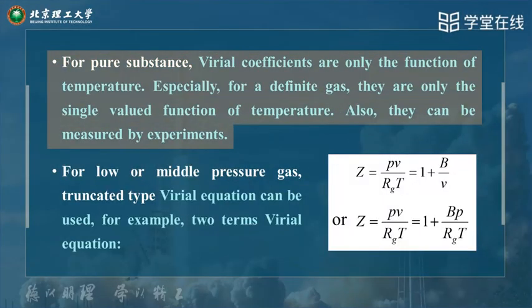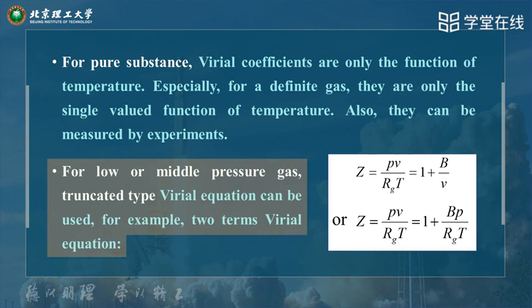For a pure substance, Virial coefficients are only a function of temperature. For a definite gas, they are only a single valued function of temperature, with no relationship with pressure or volume. Also, they can be measured by experiments.